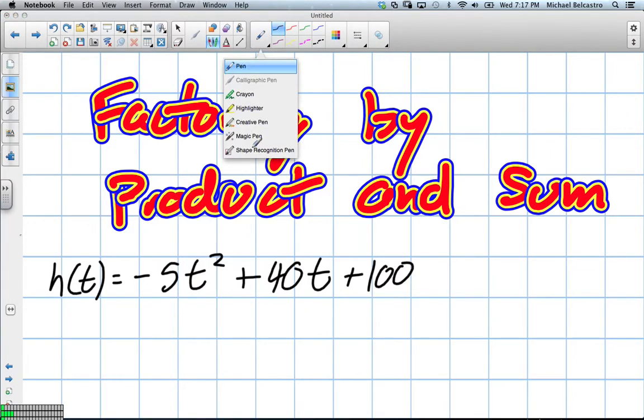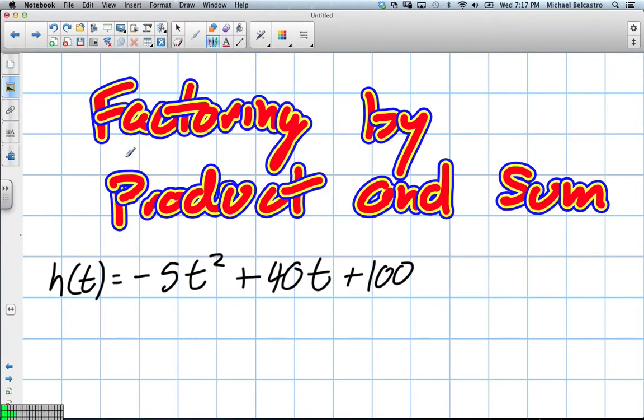Okay, so we just did factoring. This time we're going to do factoring by product and sum. The other side, we could say we factored by finding factors. In this one, a lot of teachers teach us.